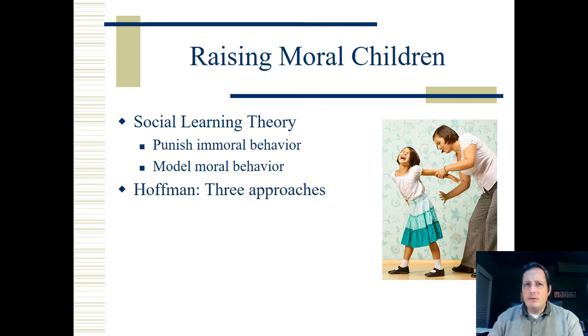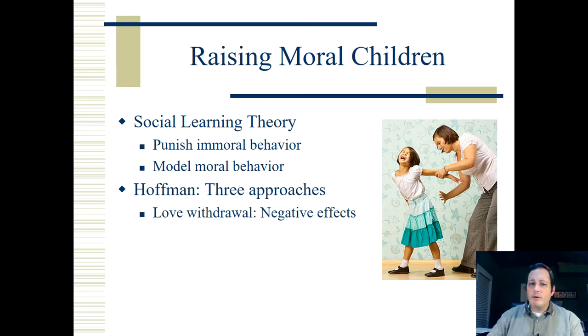Now, parents can use 3 disciplinary approaches to hopefully arrive at this, and Hoffman goes on to talk about them. With love withdrawal, this is where you withhold attention, affection, or approval after a child misbehaves. The classic version of this is like the silent treatment. And if you've ever had a parent that gives you the silent treatment, you know how devastating it is, because you don't know when it's going to end and they're not communicating with you at all.